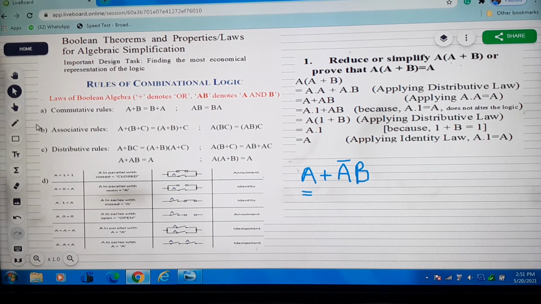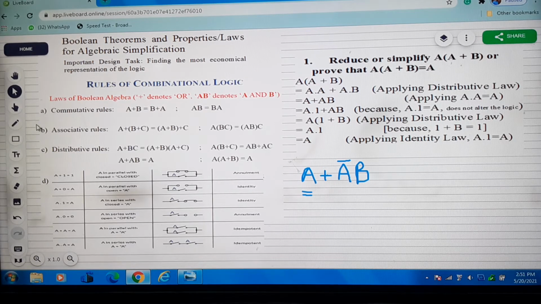So designers are always motivated to reduce the complexity and number of gates because the action can significantly reduce the cost of designing a logic circuit. We will start with different rules. First one is commutative rule.